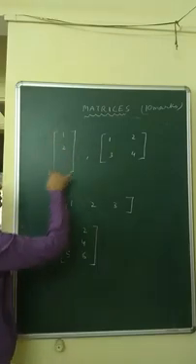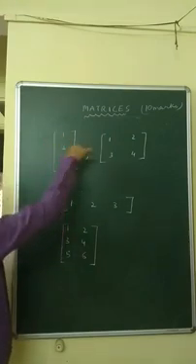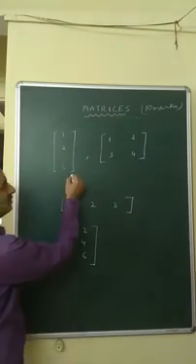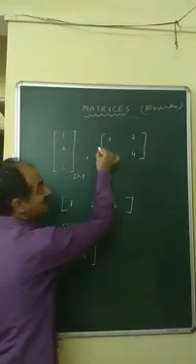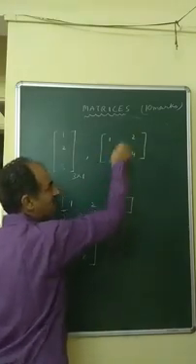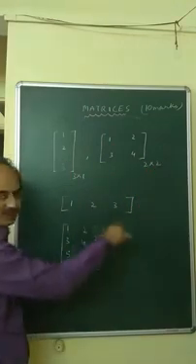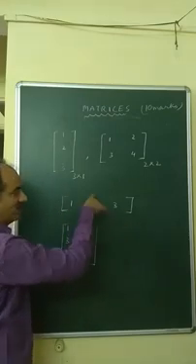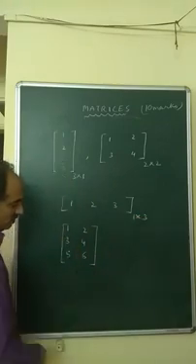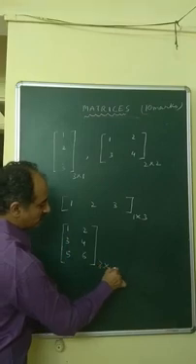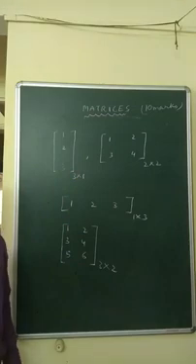See, this matrix has how many horizontal lines? 3 rows and 1 column, means 3 cross 1. What will be the order of this matrix? How many rows, horizontal lines? 2. Vertical columns? 2. So the order will be 2 cross 2. What will be the order of this matrix? 1 row, 3 columns. 1 cross 3. This is 1, 2, 3. 3 rows, 2 columns. So 3 cross 2. In this way you can find out the order of any matrix.